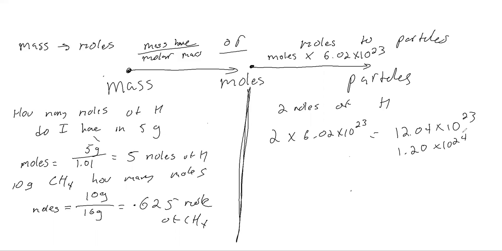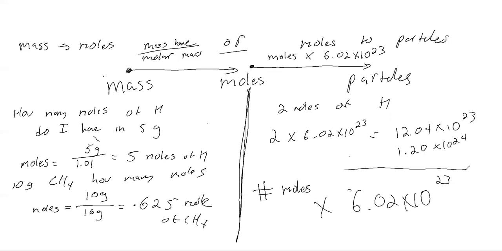So whenever we go from moles to particles, we take our number of moles times 6.02 times 10 to the 23rd, and that's going to give us our answer.